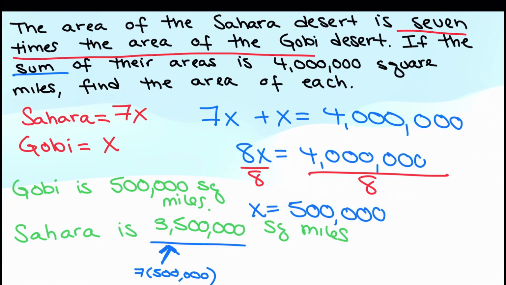In this problem, we can take a minute and make sure that these answers make sense. They seem reasonable to me. They're large areas. These deserts are pretty large. If I had gotten something like a negative number or maybe a tiny decimal, I would be really concerned that maybe I made a mistake here. I also noticed that the Sahara is 7 times bigger than the Gobi. And if I add these two numbers together, I do get that 4 million square miles.